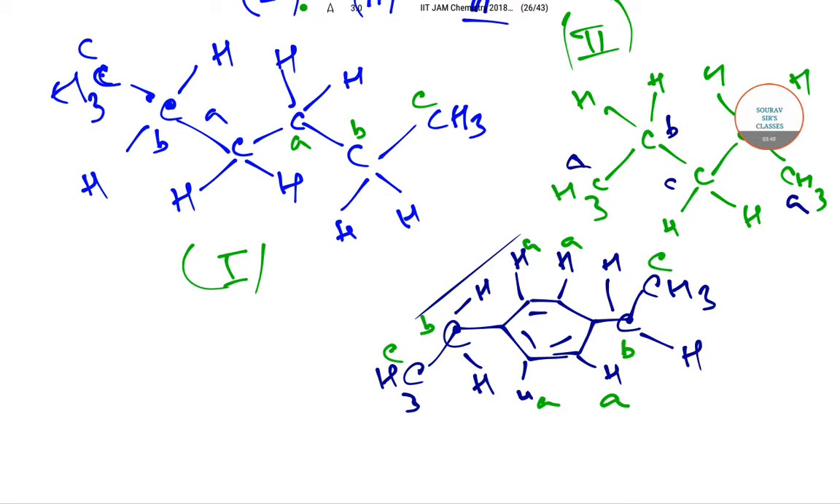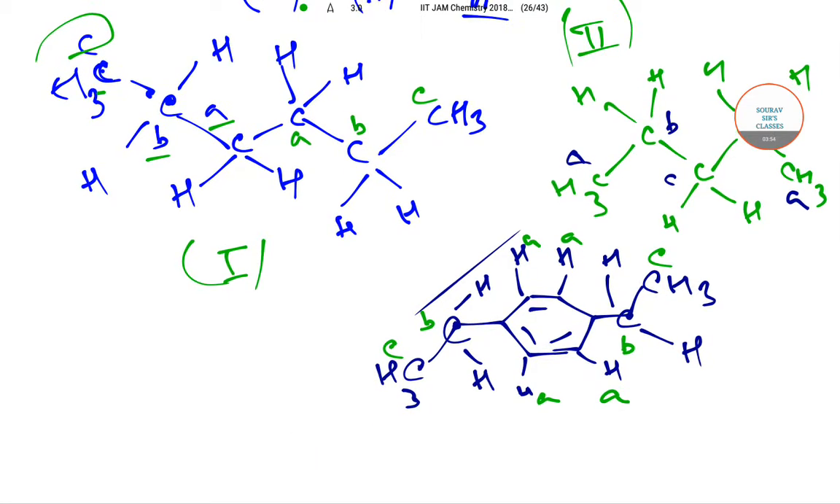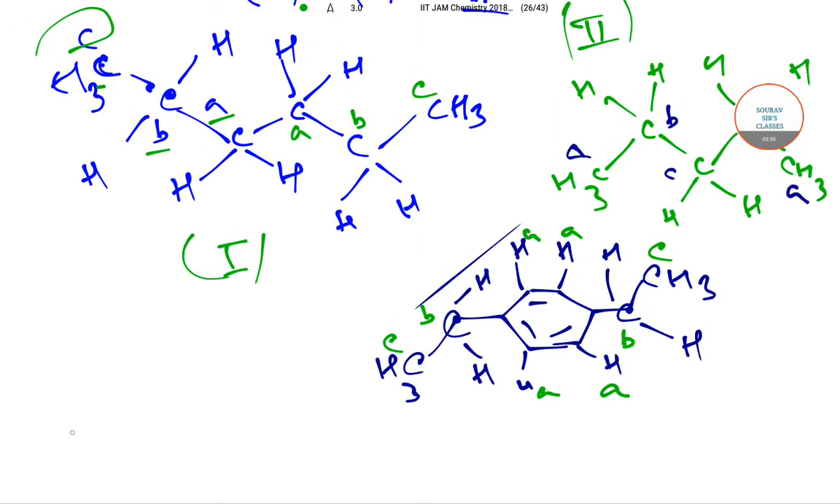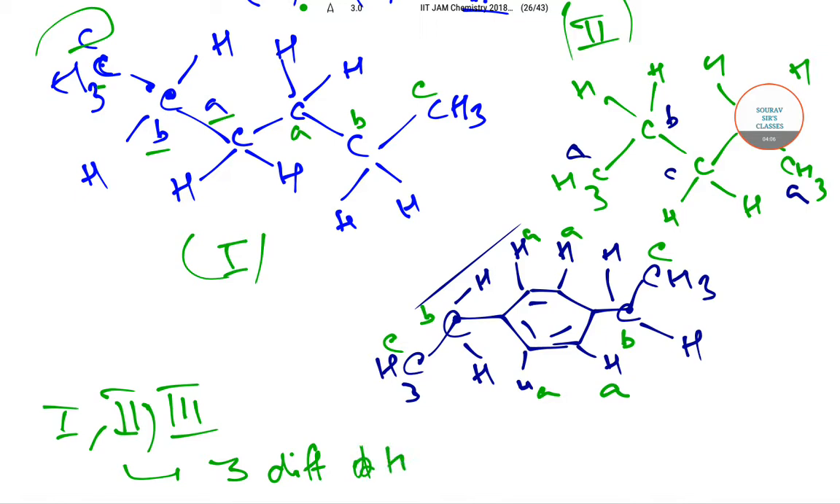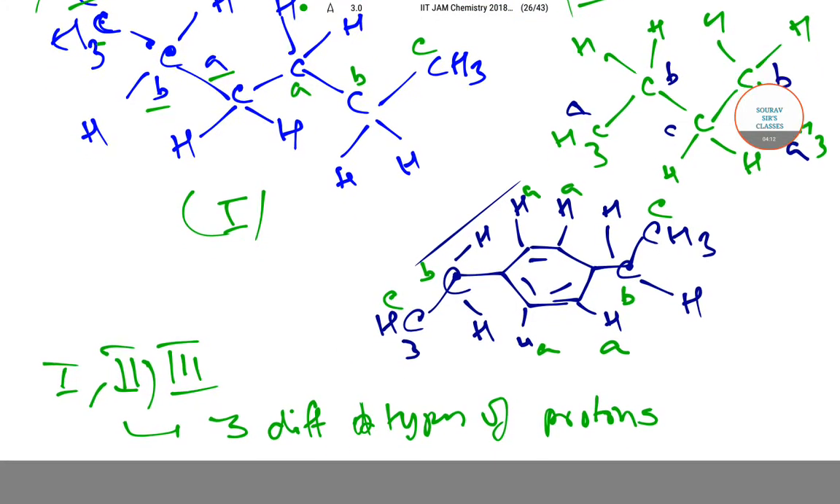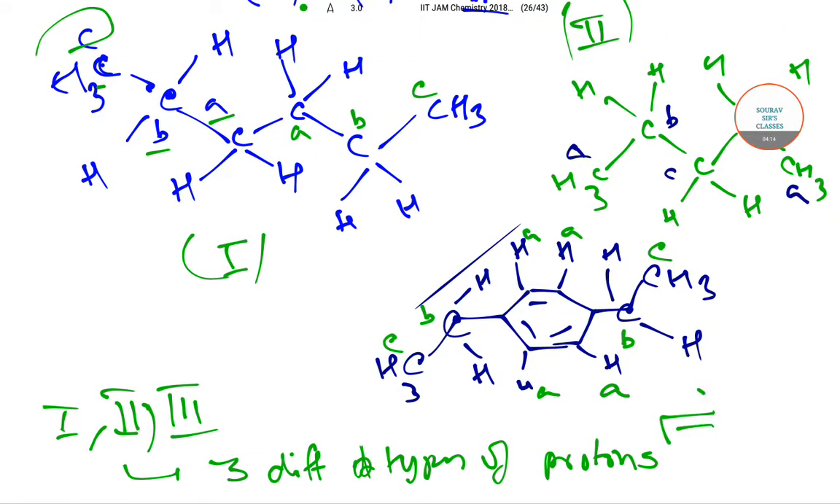So now looking at these structures, we can say that molecules 1, 2 and 3, all three of them have three different types of protons. So this will effectively give rise to 3 NMR peaks.